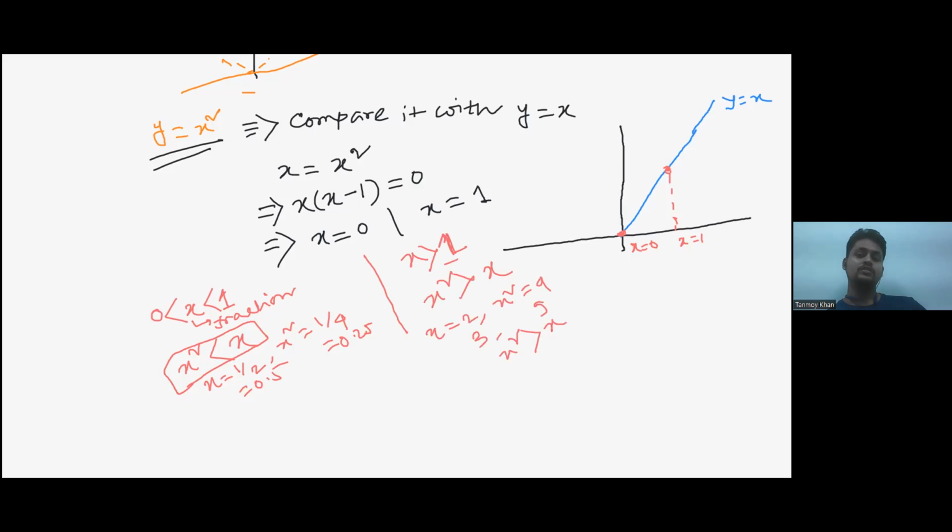Now let me draw this. In this region, this is lesser value. In this region, this will be higher, right? Because we are plotting going downwards, this y is equals x. Here it is going upwards.